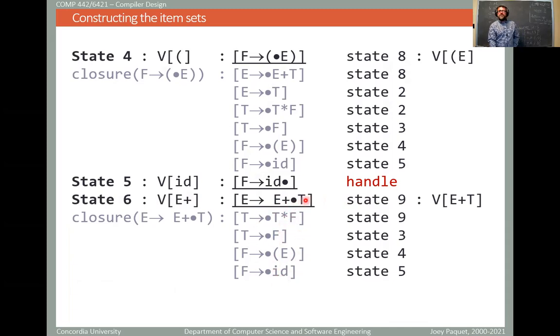Then these two items have a T after the dot. So they are both the starting items of state number 9, which is V of E plus T. And this one is grouped with this one here. That's why this one is going to the same state. As this one here was not grouped with any of the starting items, it's T times F. So this goes to state number 3. V of open parenthesis is state number 4. V of ID is state number 5.